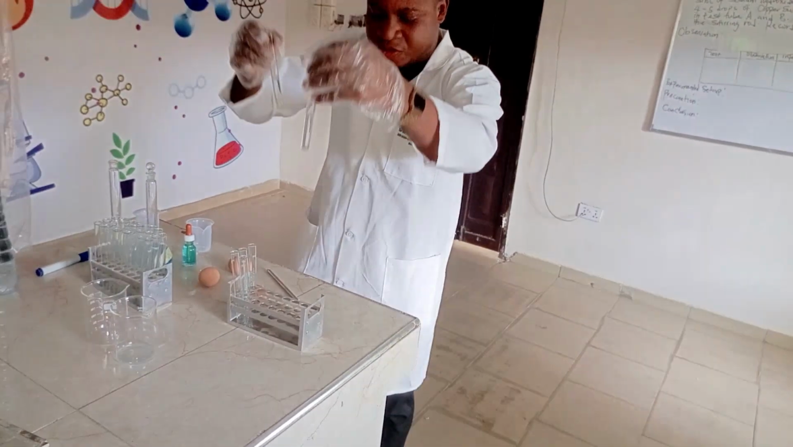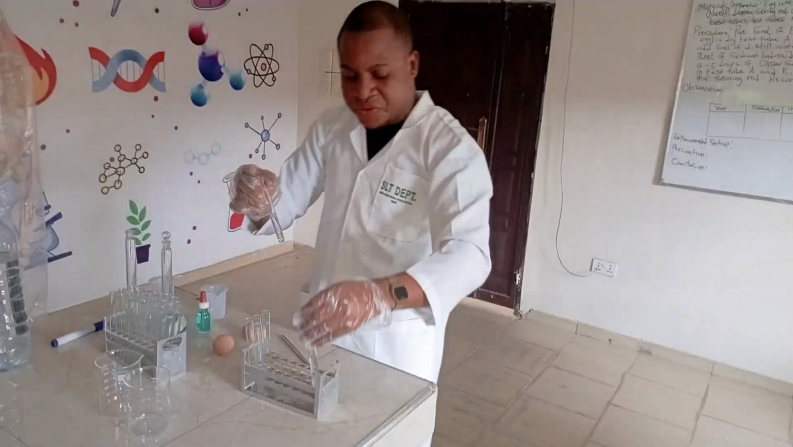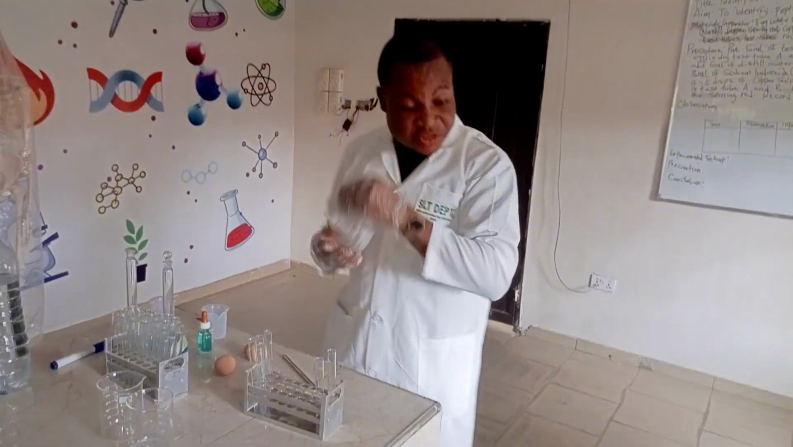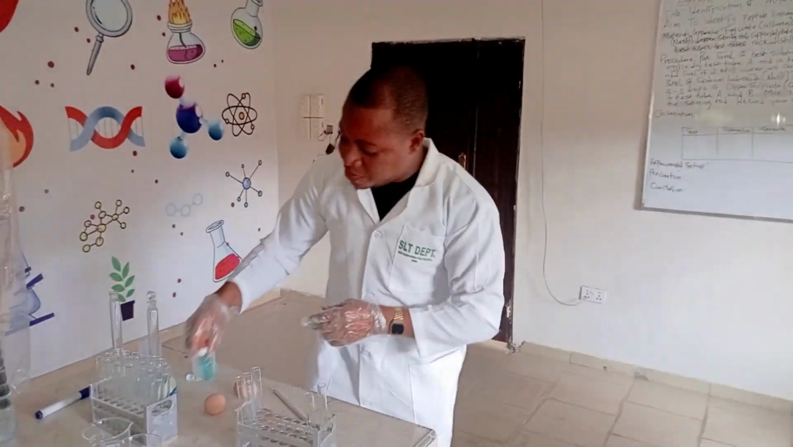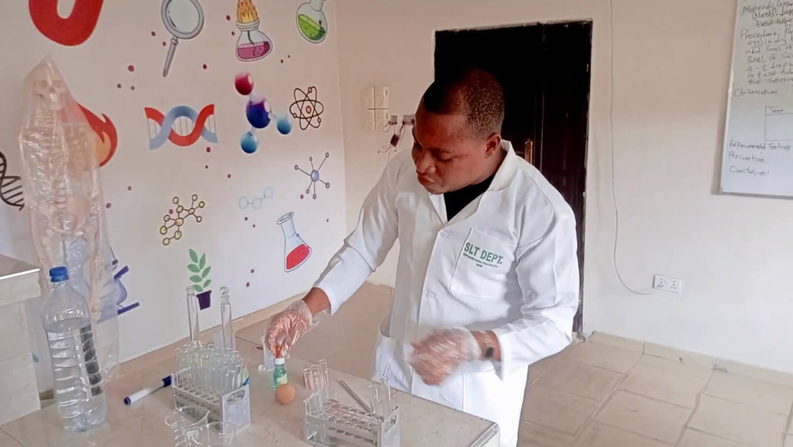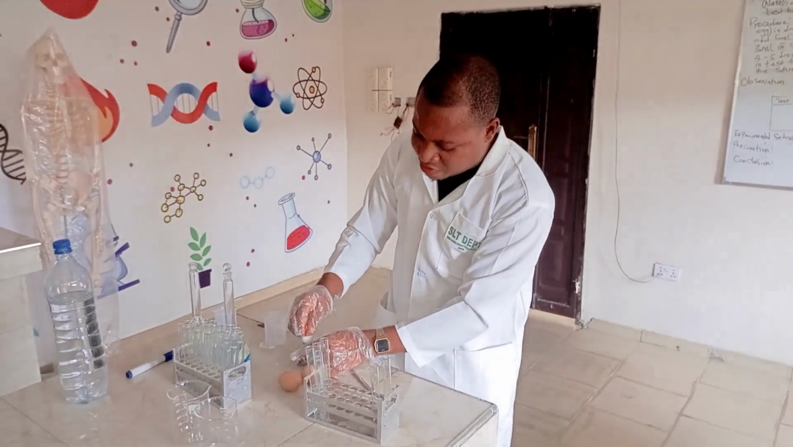This is test tube A, this is test tube B. Test tube B is our control, while test tube A is the test solution. Now, from the procedure, we are asked to introduce 4 to 5 drops of what? The copper sulfate solution. 4 to 5 drops.